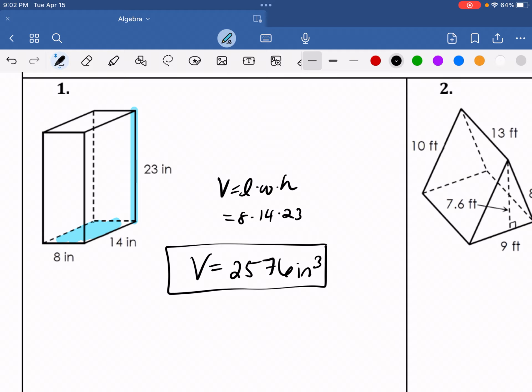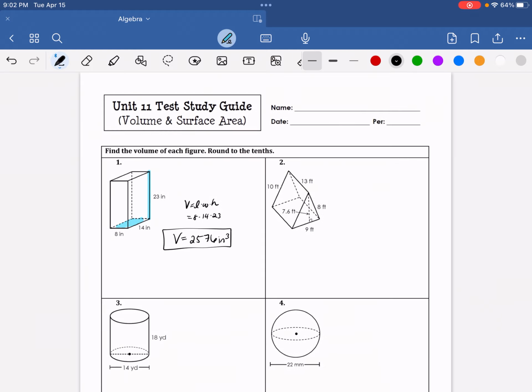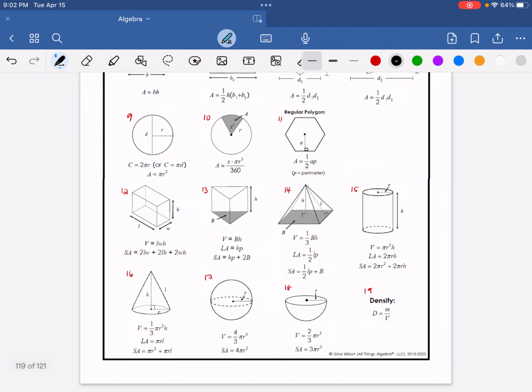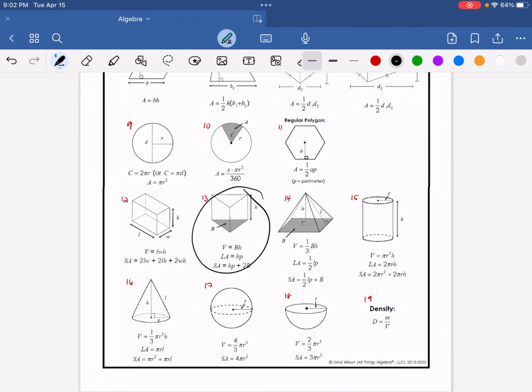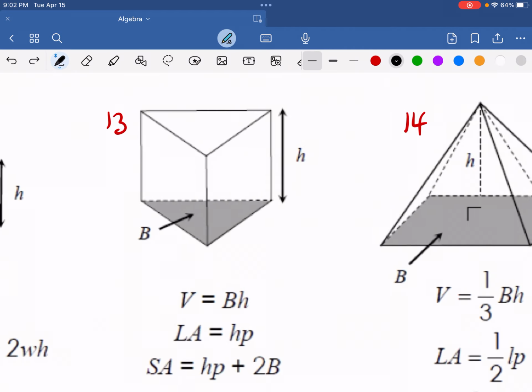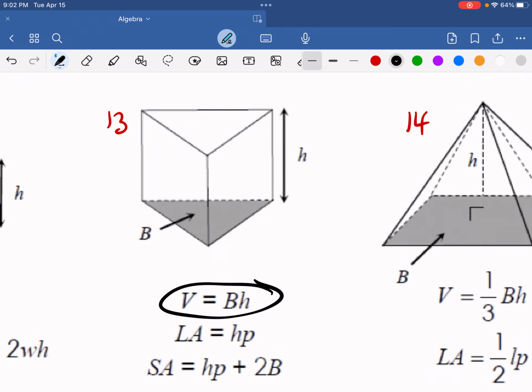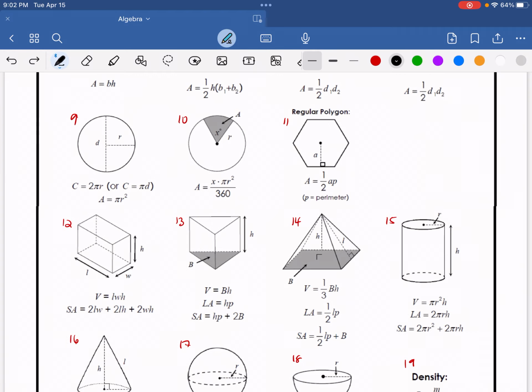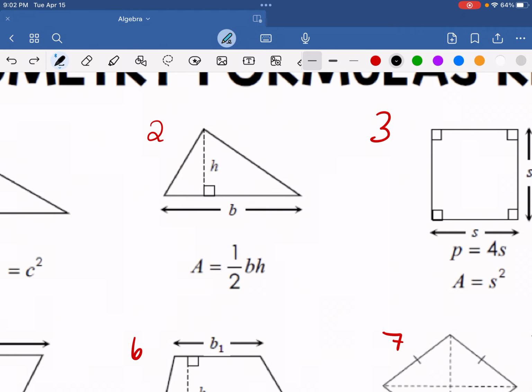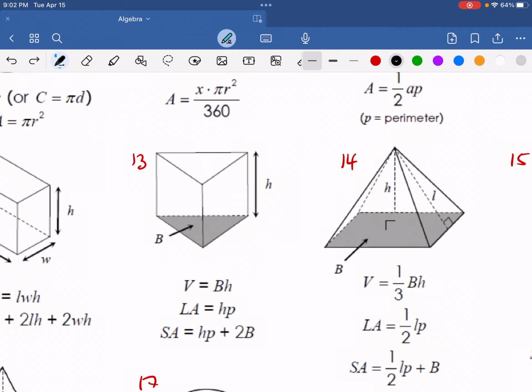Now we're in cubed. Okay, for number 2, this is a triangular prism. So that would be number 13. And it says that the volume is base times height, but capital B. Capital B means you have to find the area of the base. So you have to find the area of the triangle. So if you want the area of the triangle, you got to go back to number 2. You got to find the area of the triangle and then multiply it by the height of the prism.